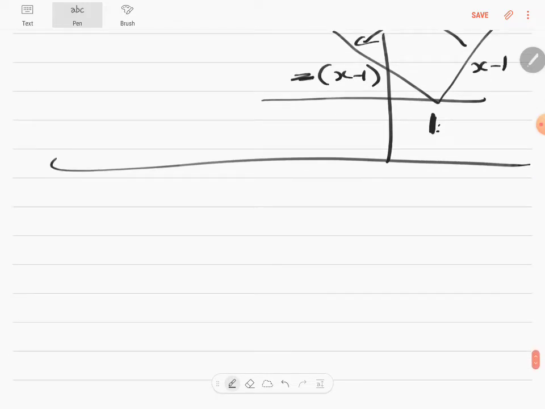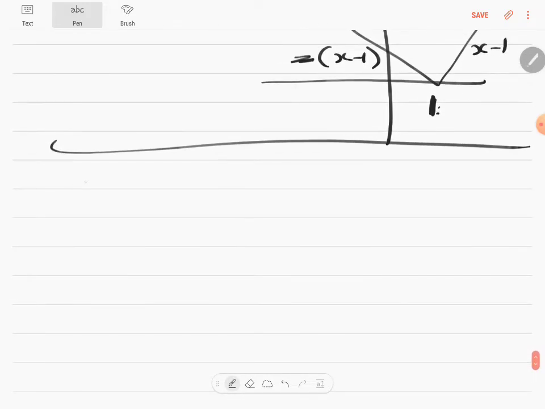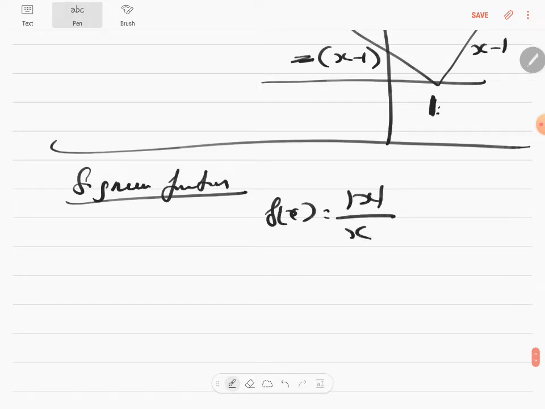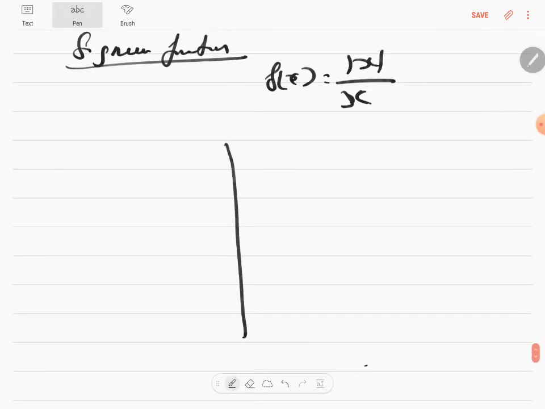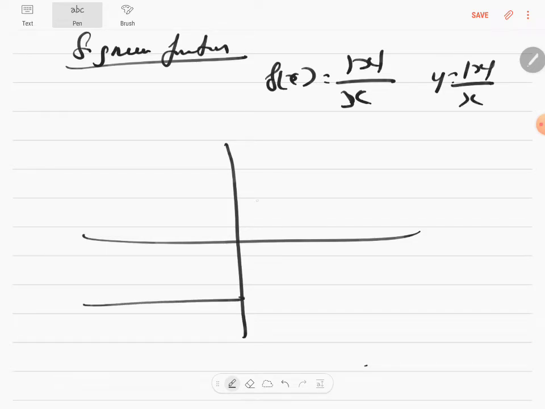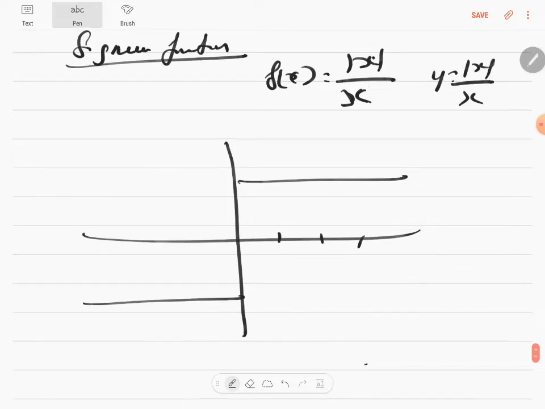Okay. Next, this was the modulus function. Next is signum function. What is signum function? F of x is equal to mod x by x, where x is not equal to, okay, x can be equal to 0, no problem. Why? Because the function is like this. The y is equal to mod x by x, where the graph is like this. Why? Because if it's positive x, a positive x by x is 1.